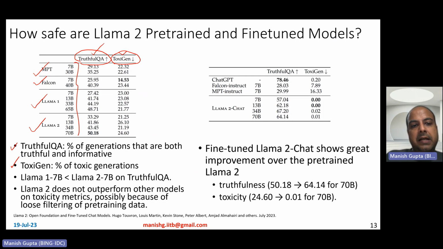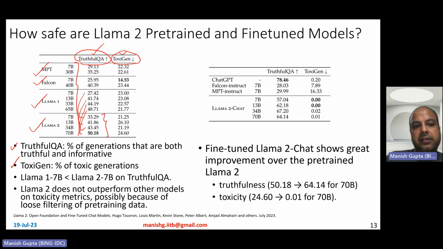What you observe is that if you compare various checkpoints, Llama 2 models are typically more truthful, right? So Llama 1 is worse than Llama 2 on truthfulness. But if you compare in terms of toxicity, somehow interestingly, at least in some cases, the toxicity essentially is higher.